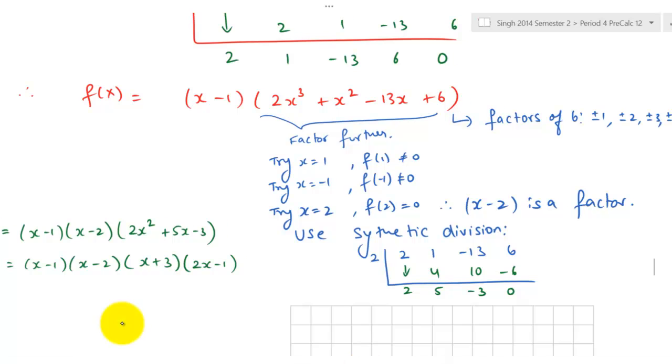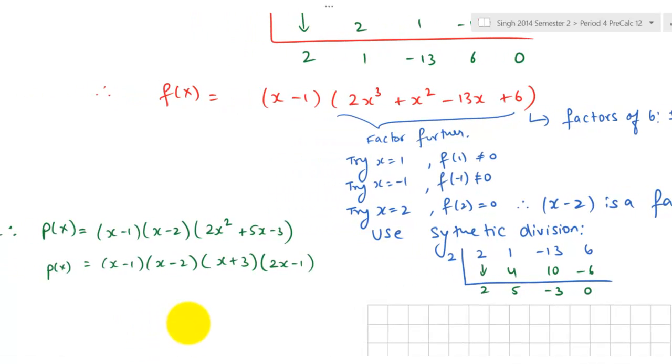So my original polynomial can be factored into x minus 1, x minus 2, and that quadratic right here, which I can further factor into those two binomials.